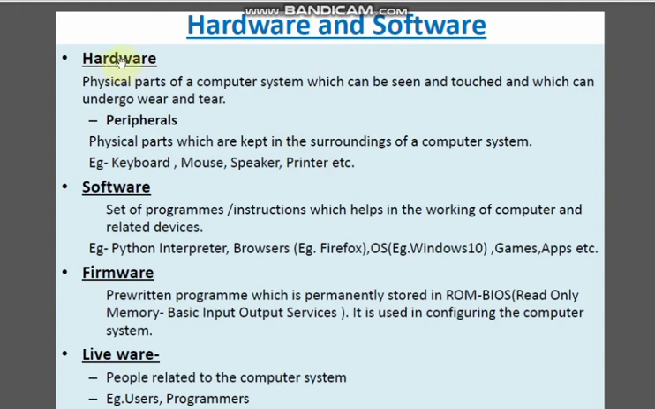Now the terms hardware, software, firmware and liveware. What is hardware? All the physical parts of a computer system which you can see and touch, which can undergo wear and tear, are known as hardware. What are the examples of hardware? Like keyboard, mouse, speaker, printer, the monitor, all these are hardware which you can see and touch.